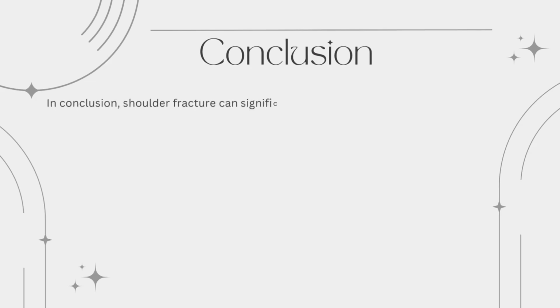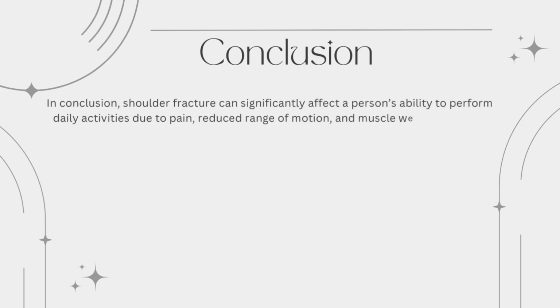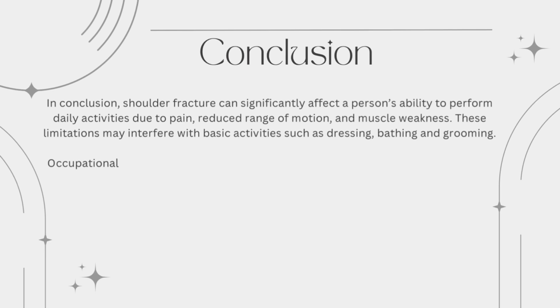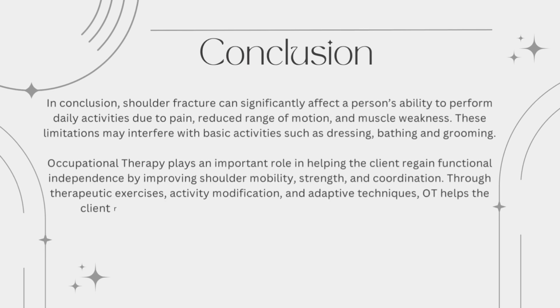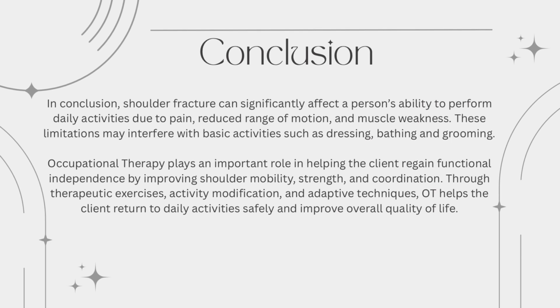In conclusion, shoulder fracture can significantly affect a person's ability to perform daily activity due to pain, reduced range of motion, and muscle weakness. This limitation may interfere with basic activities such as dressing, bathing, and grooming. Occupational therapy plays an important role in helping the client regain functional independence by improving shoulder mobility, strength, and coordination. Through therapeutic exercise, activity modification, and adaptive techniques, OT helps the client return to daily activity safely and improve overall quality of life.